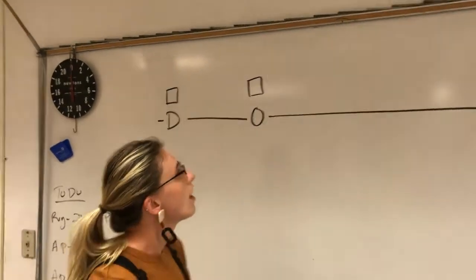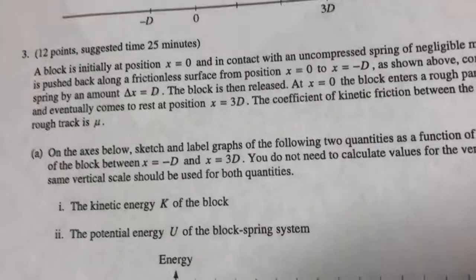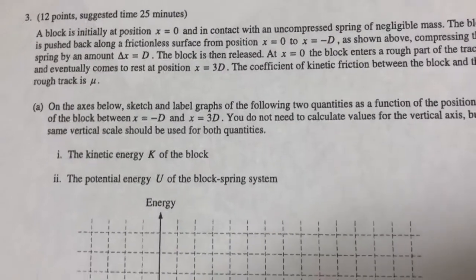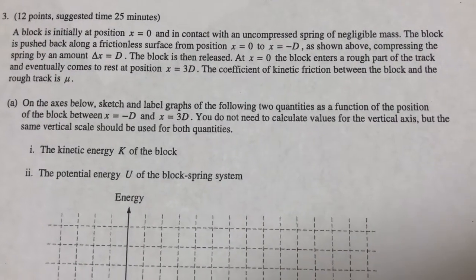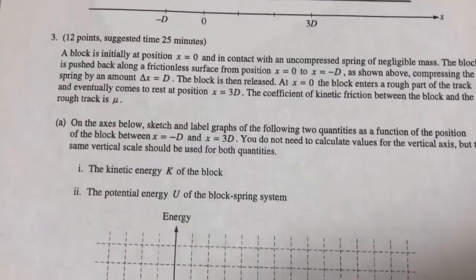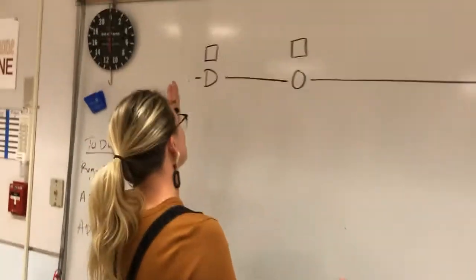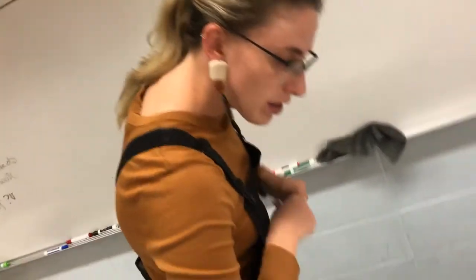So what is the question asking us? On the axis below, sketch and label graphs of the following two quantities as a function of the position of the block between negative d and 3d. You do not need to calculate the values, but the same vertical scale should be used. Okay, so we want to know what's going on between negative d and 3d in terms of kinetic energy. Let's not try to answer that question yet. Let's just try to figure out what's going on.